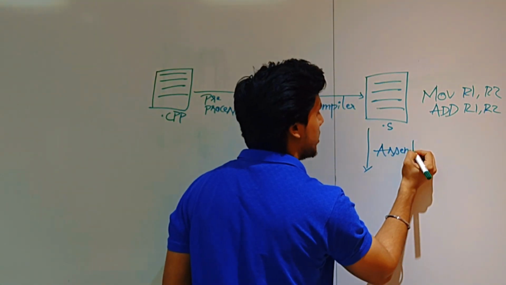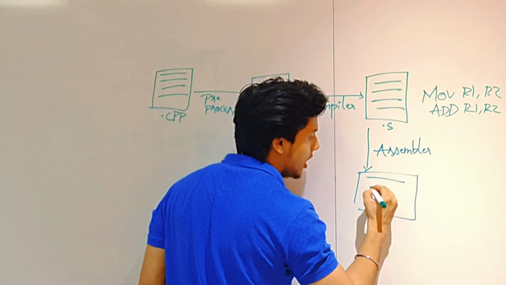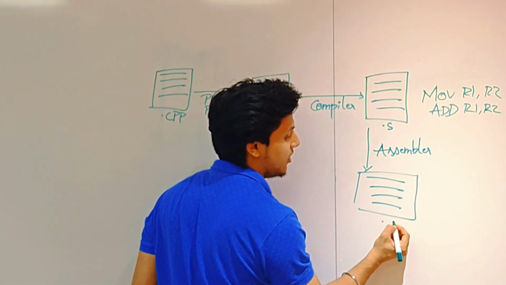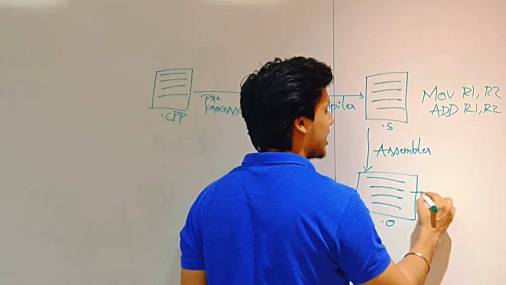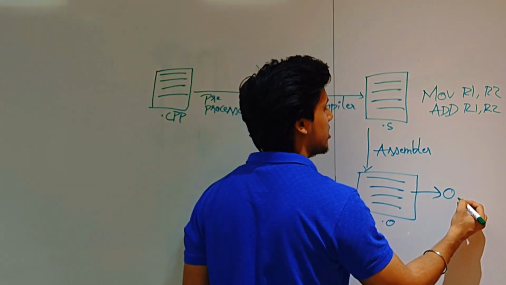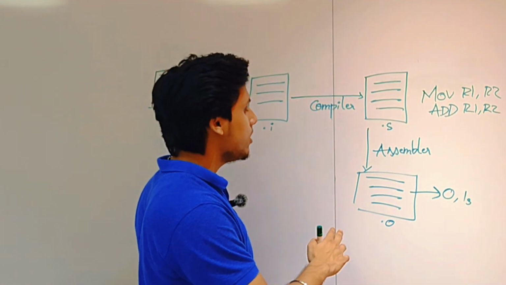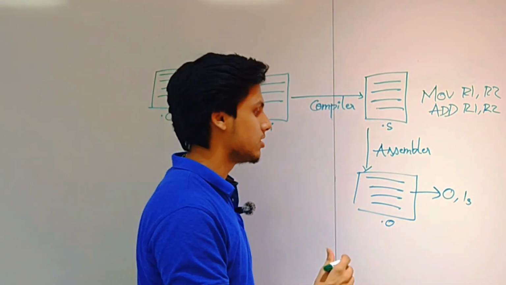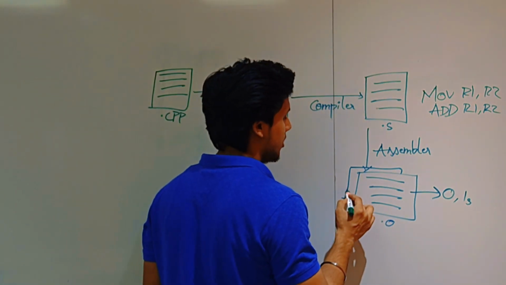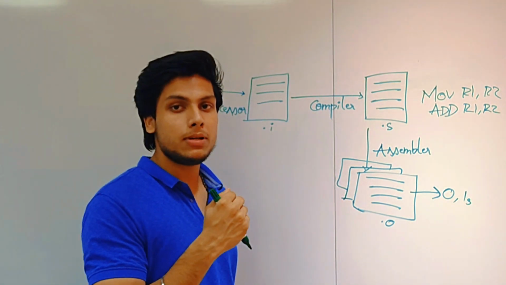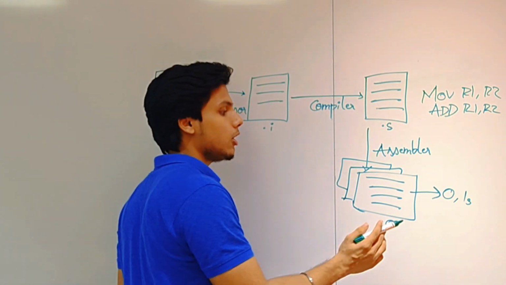Then it goes to the assembler, and the assembler converts it into an object file. What does this object file contain? It contains the binaries, which are just zeros and ones all over the file. Here you will have multiple object files. Why multiple object files? Your program will be split into multiple source files, so that's why we get multiple object files.